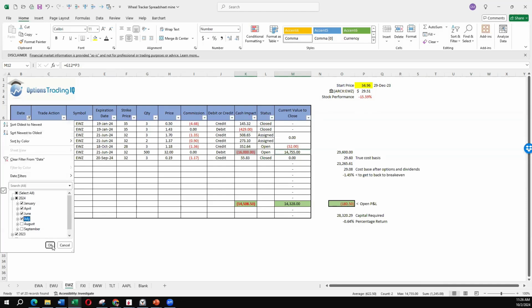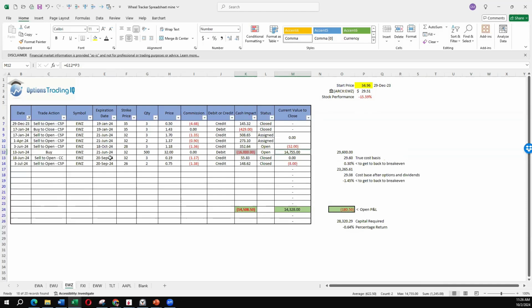I'll just add the next one as well. A couple of days after we got assignment, I sold 3 covered calls. So not fully covered, only a couple, allowing some upside potential. That one expired worthless. I sold another put for September down at 26, and closed that out for a small amount.